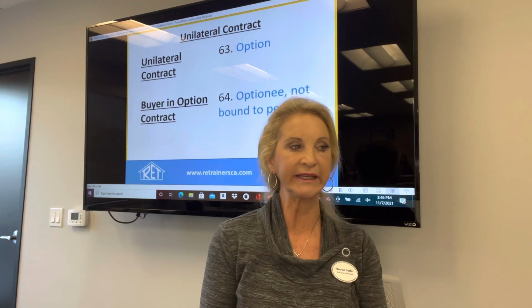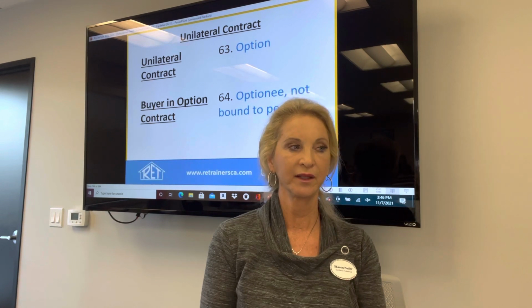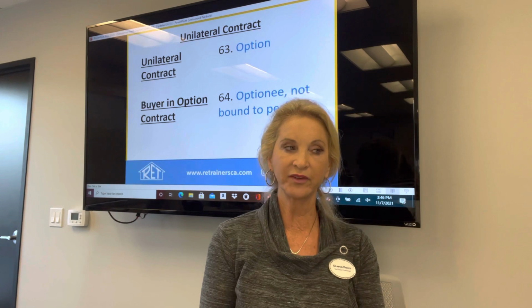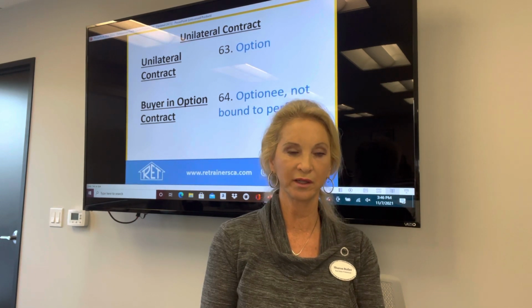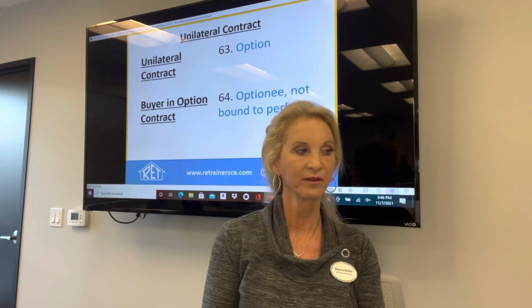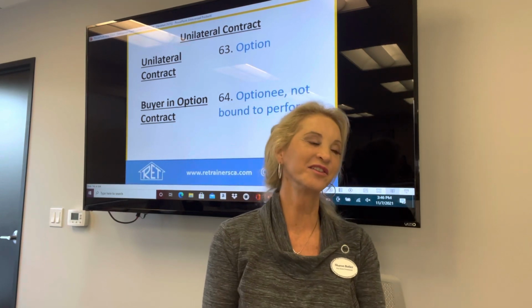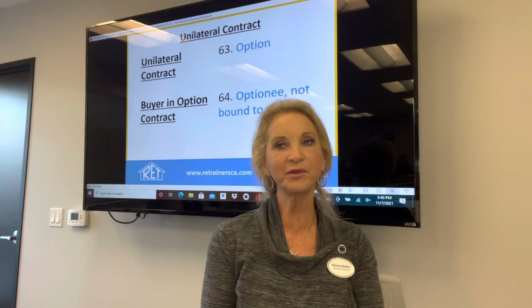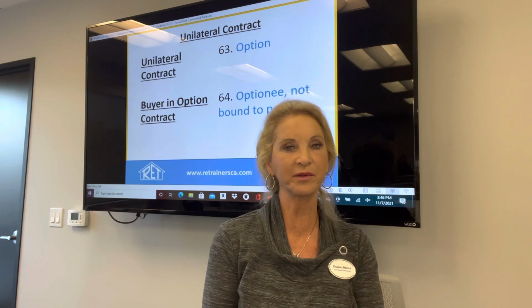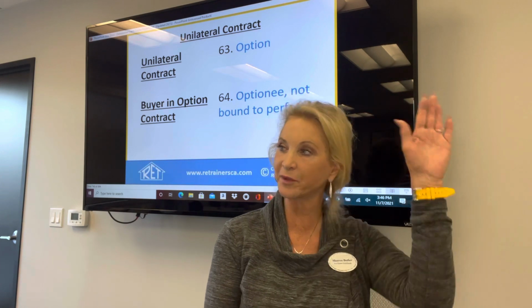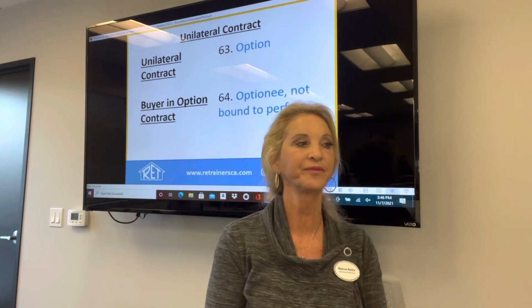So an option. Buyer in an option contract is option E, not bound to perform. The buyer in an option contract is the option E. The seller is the option OR. You have to know this. You have to know everything I say. They're not bound to perform because it's just an option. You're going to sign a purchase with an option to buy. It's actually two separate contracts. It's a purchase contract and an option contract.